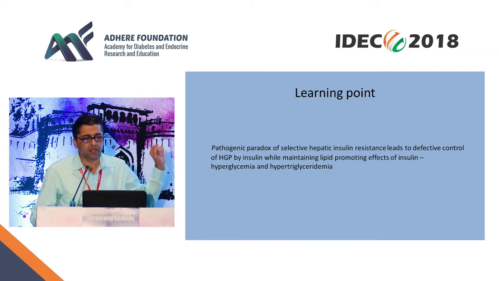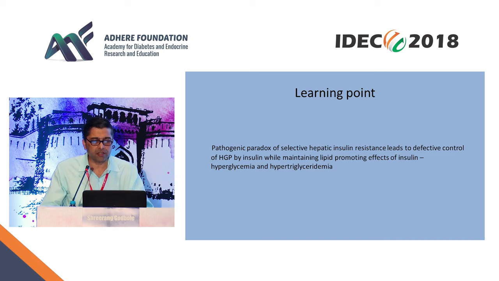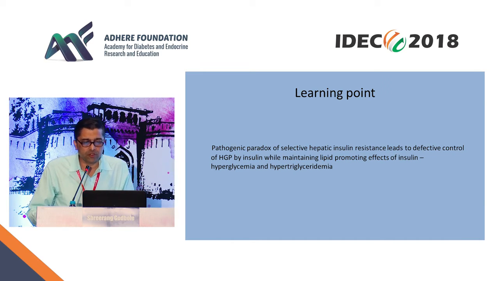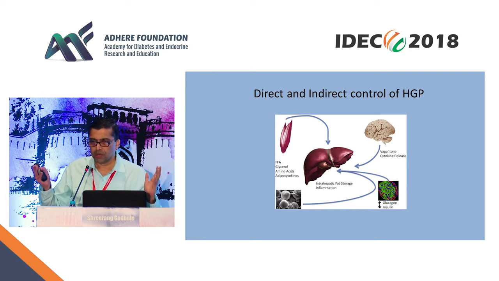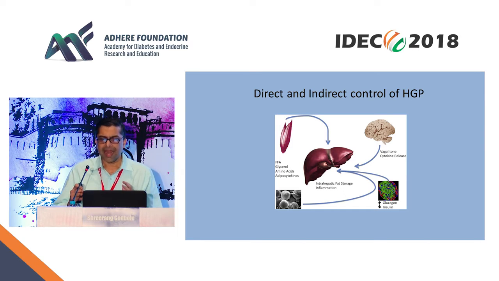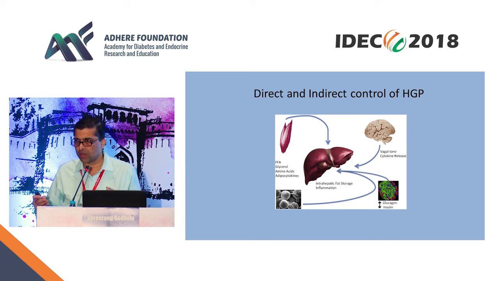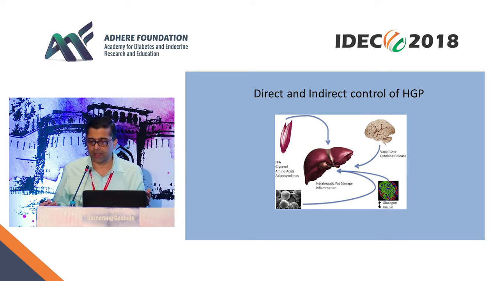So learning point, the pathogenic paradox of selective hepatic insulin resistance leads to defective control of hepatic glucose production by insulin, while maintaining the lipid-promoting effects of insulin, which leads to a combination of hyperglycemia and hypertriglyceridemia. Now, the control of hepatic glucose production can be direct, that is direct action of insulin at the level of the liver, and this is independent of the action of glucagon and other factors such as, say, free fatty acids. So you have something called a direct action of insulin on the liver, and this overrides the effect of glucagon.